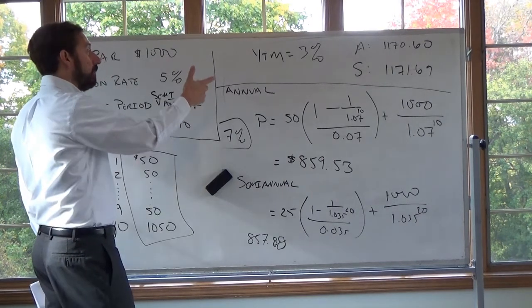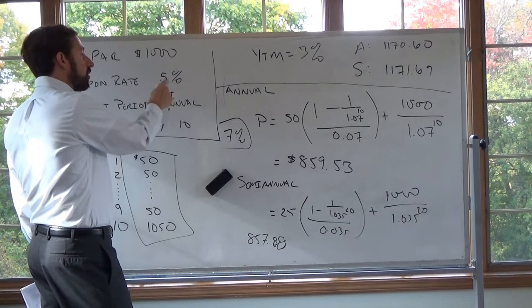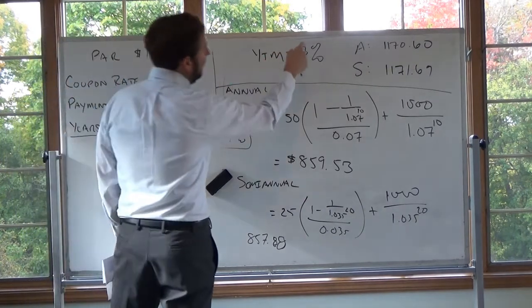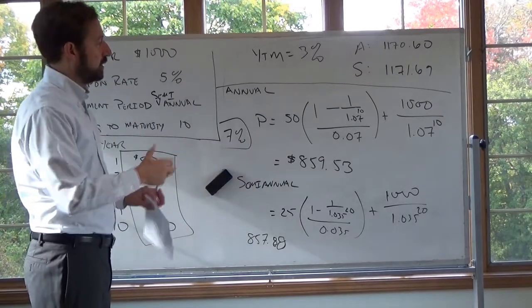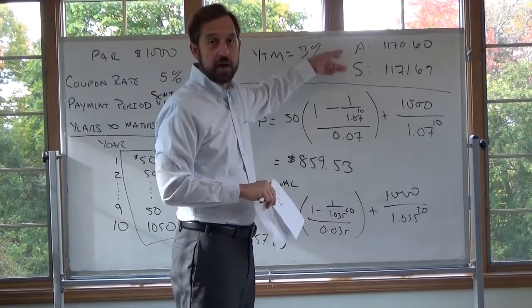However, when it's a premium bond, the compounding has a larger effect on the coupon rate rather than the discount rate. So the coupon rate is going up relative to the discount rate when we switch to semi-annual, and the bond value goes up, right?